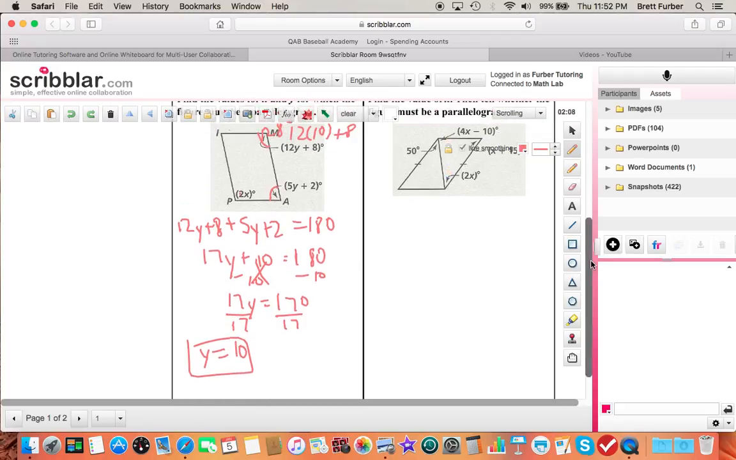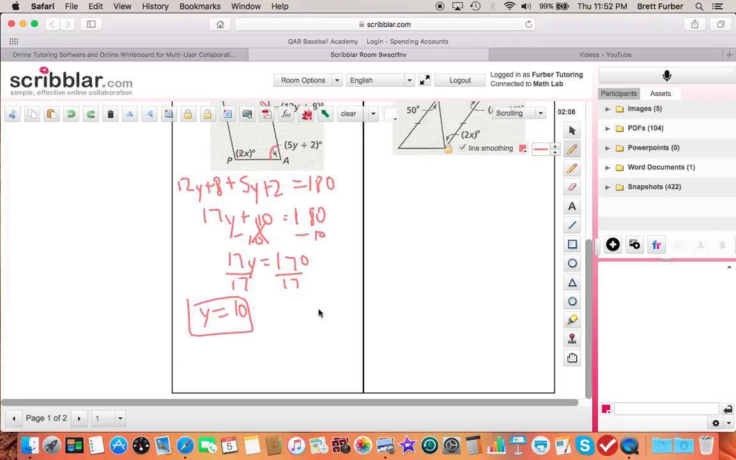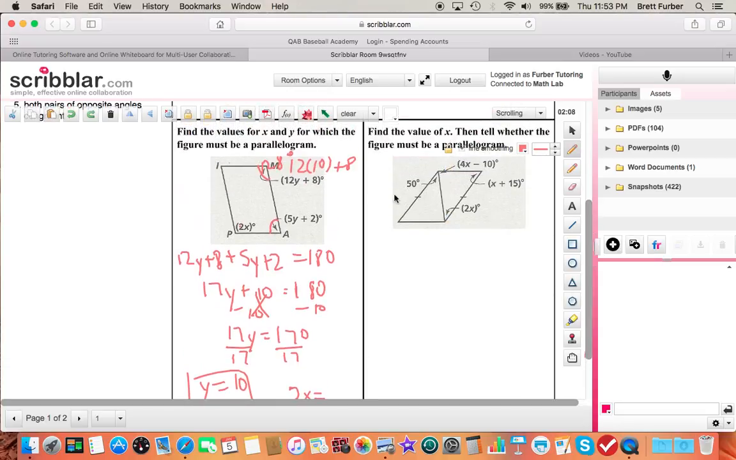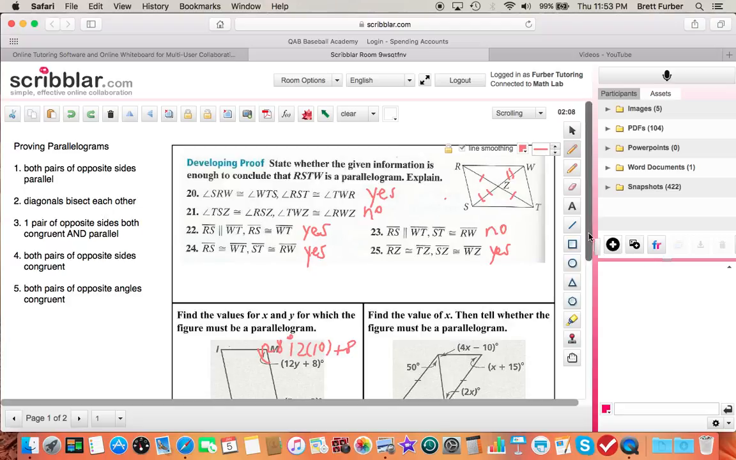Now, that means that angle P is going to be 128. But it's not just an x, it's a 2x. So I have one more equation to solve. 2x equals 128. And that means that x is going to equal 64. So again, I'm just using these to solve the problem.